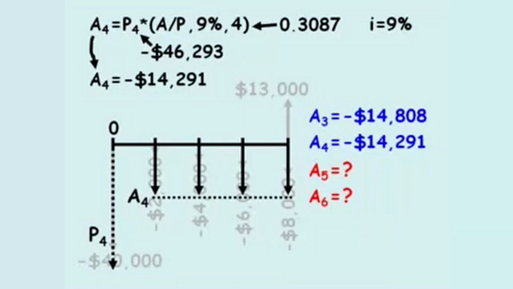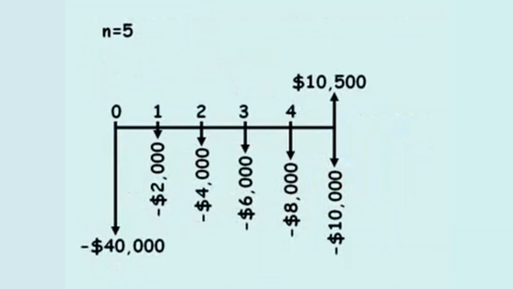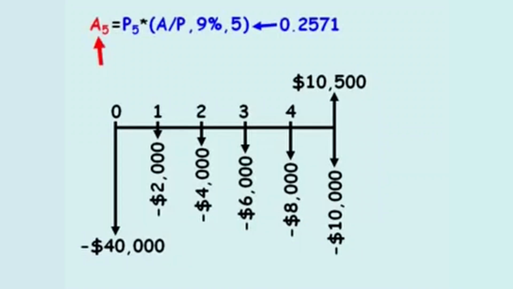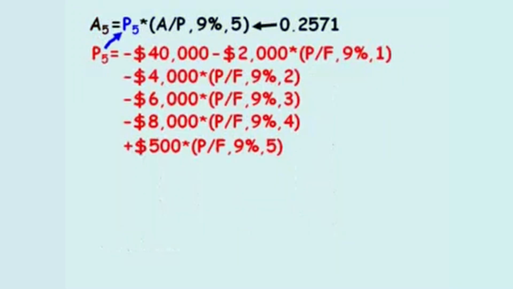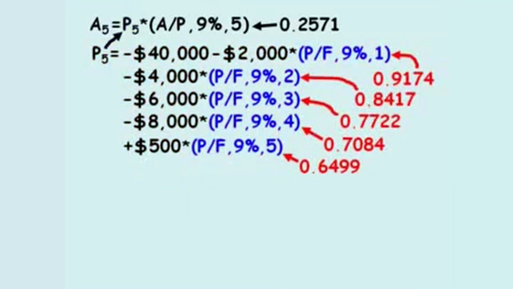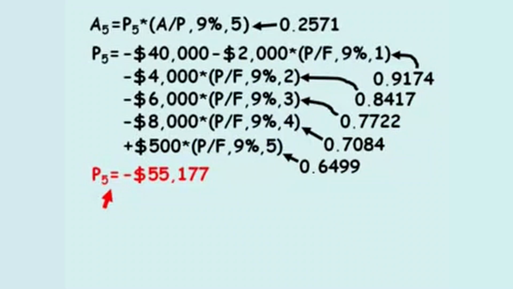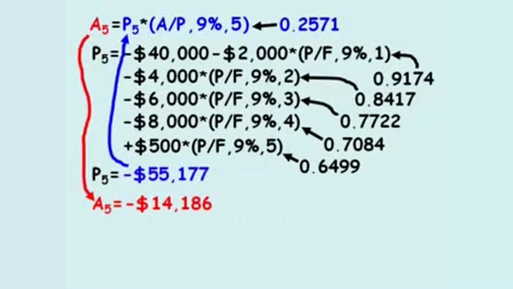The cash flow diagram for n equal to 5 is used to again compute the equivalent annual amount A5 based on the equivalent present value P5. After plugging in the appropriate discount factors, P5 equals negative $55,177, which makes A5 equal negative $14,186.